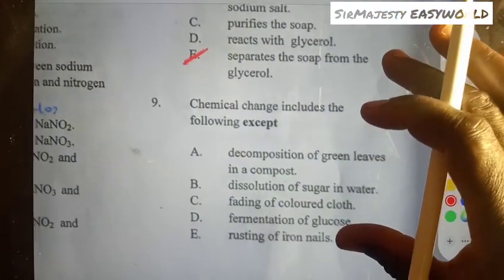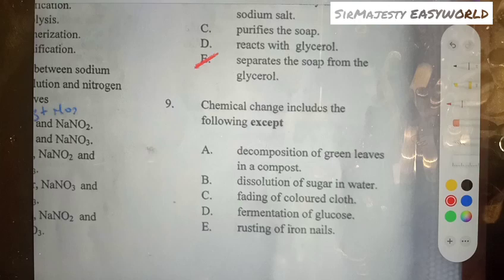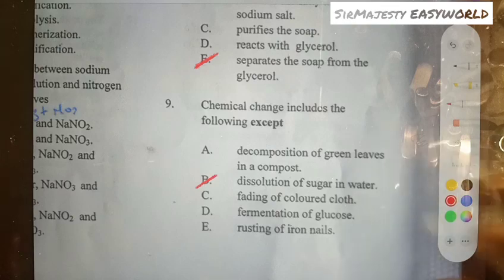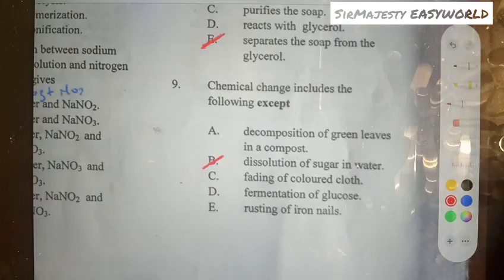Chemical change includes the following except: the decomposition of green leaves in a compost, yes, is a chemical change. The solution of sugar in water is not a chemical change, it's a physical change. Fading of color of cloth, chemical. Fermentation of glucose, chemical. Rusting of iron is a chemical change. Don't let C confuse you. Color change of cloth is a pure chemical reaction because it's all about reducing agents and oxidizing agents reacting, leading to color changes.